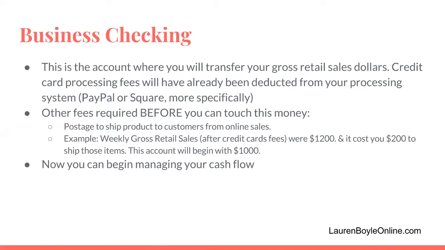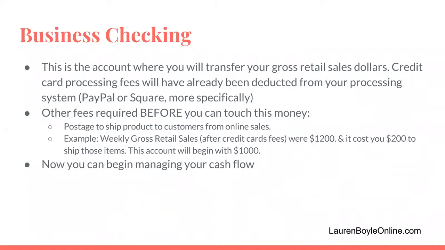And I know for Square, it's going to deposit that money automatically into the account. With PayPal, you have to manually transfer that money from PayPal to the checking account, and I recommend you do this once a week. Other fees that are required before you can do anything else with this money is postage to ship the product to customers from online sales. If a customer pays you $22 for a pair of leggings plus $5 for shipping, the money that will come into your account will be $27 minus the processing fees, but $5 of those dollars you need to pay to ship that product. So you have to take care of that first before you can do anything else with that money.